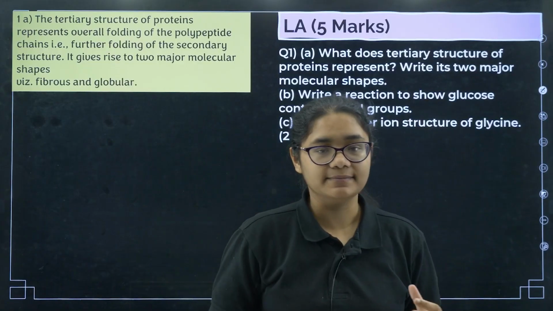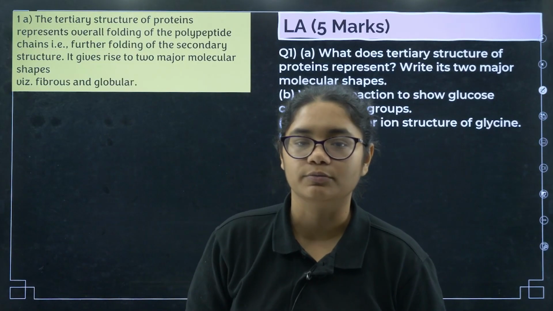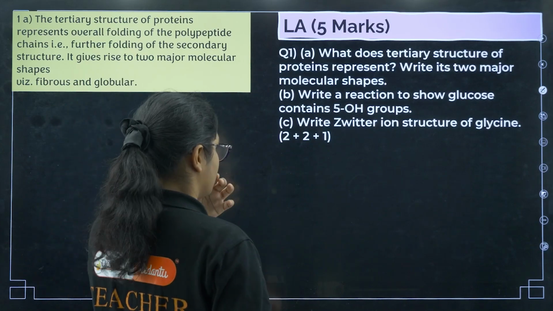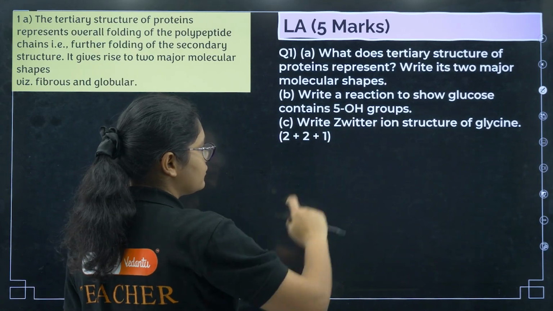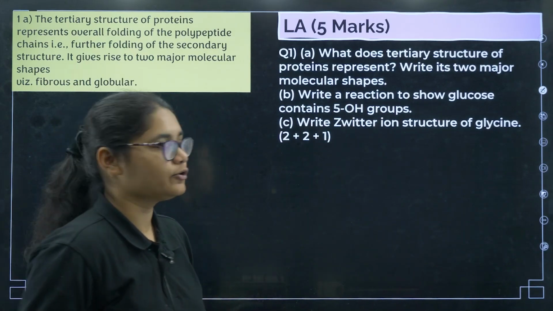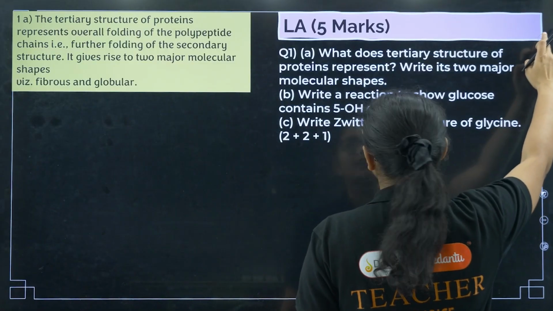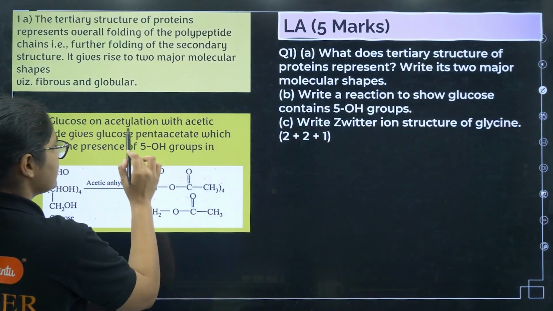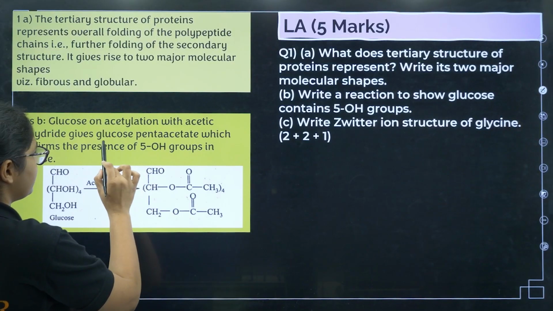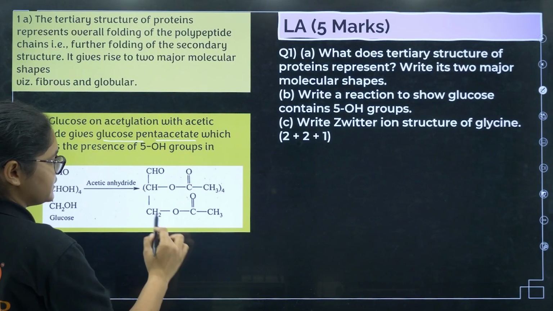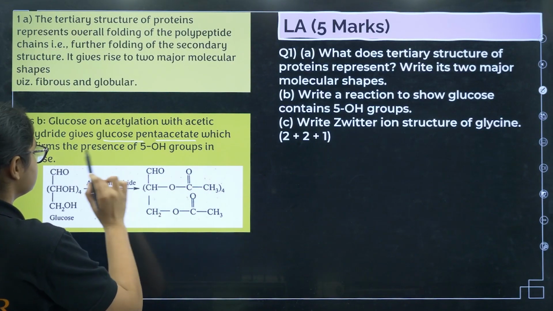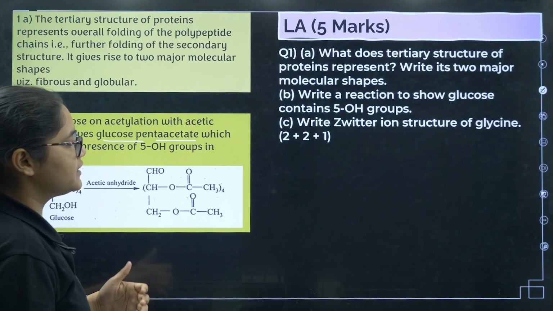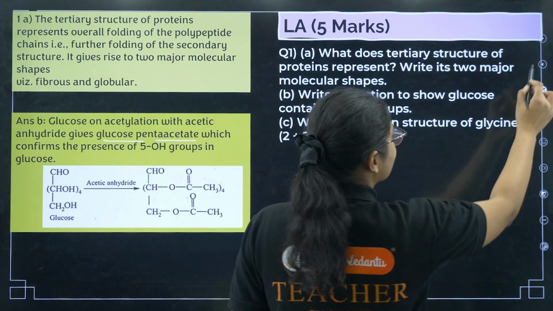Next, what are its shapes? You have fibrous proteins and globular proteins as the two major molecular shapes here. Next, write a reaction to show that glucose contains 5 OH groups. You can react glucose with acetic anhydride. Glucose on acetylation with acetic anhydride gives you glucose pentaacetate, which confirms the presence of 5 OH groups in the glucose molecule. Next, the Zwitter ion structure of glycine.